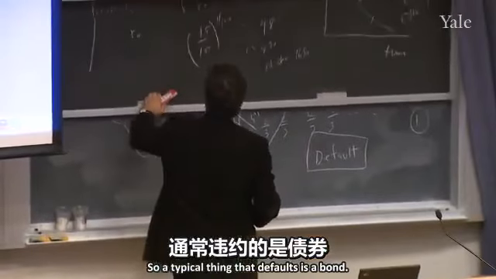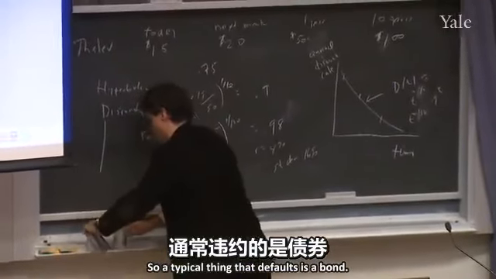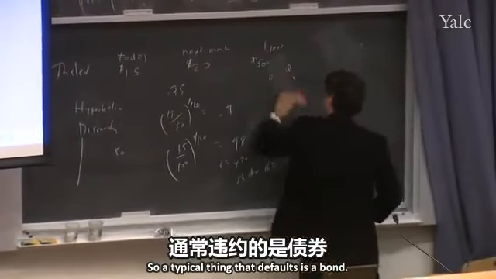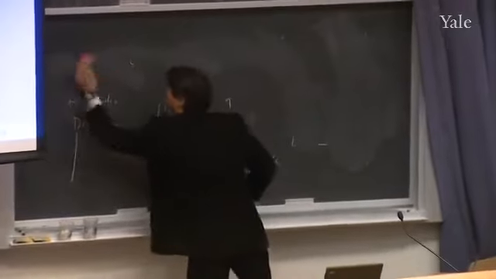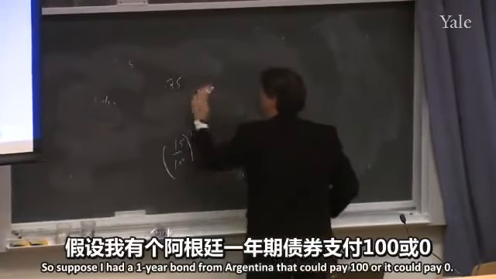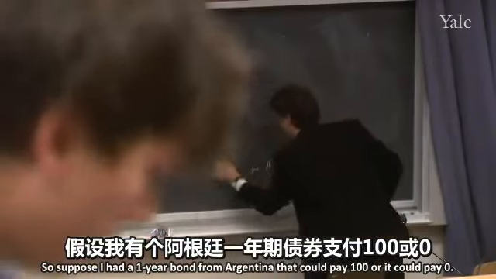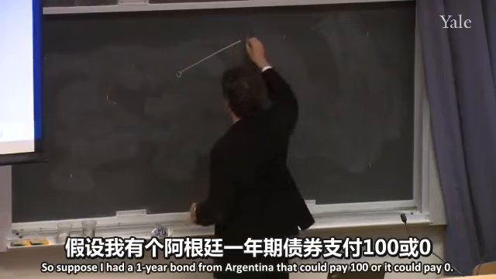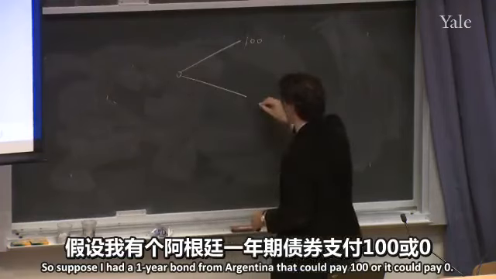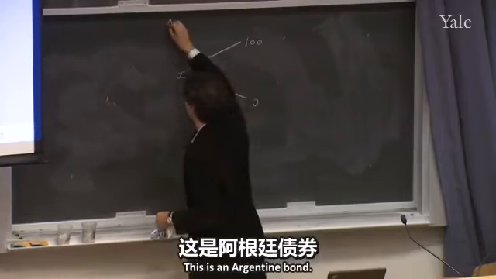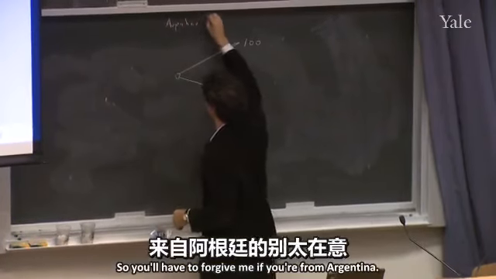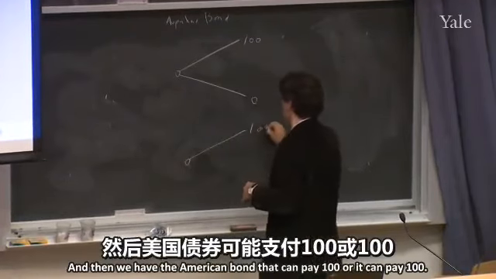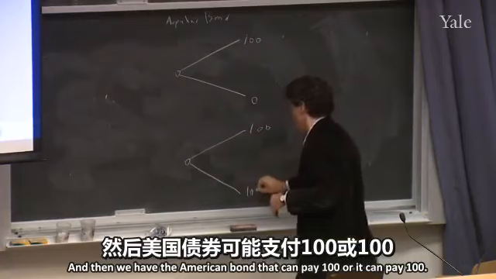The typical thing that defaults is a bond. So suppose I had a 1-year bond from Argentina that could pay 100 or it could pay 0. This is the Argentine bond. So you'll have to forgive me if you're from Argentina. And then we have the American bond that can pay 100 or it can pay 100.